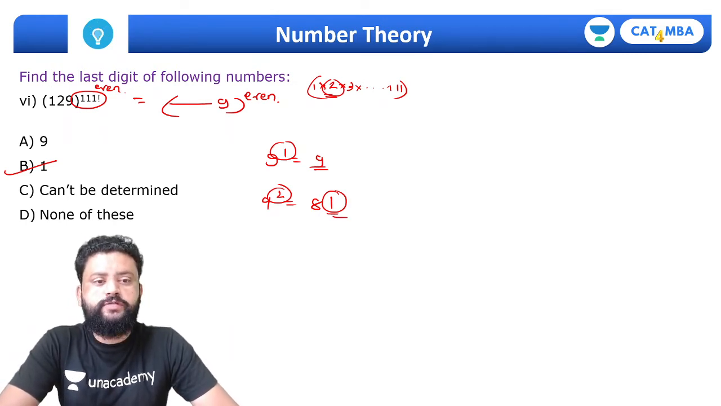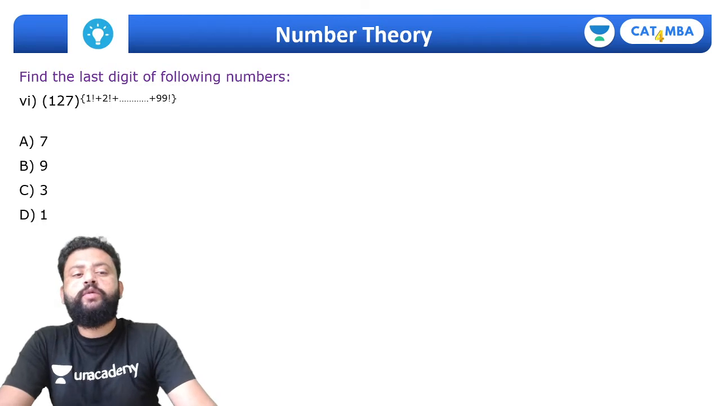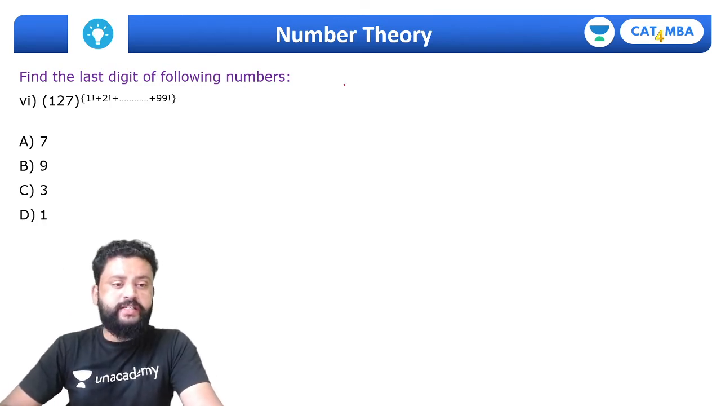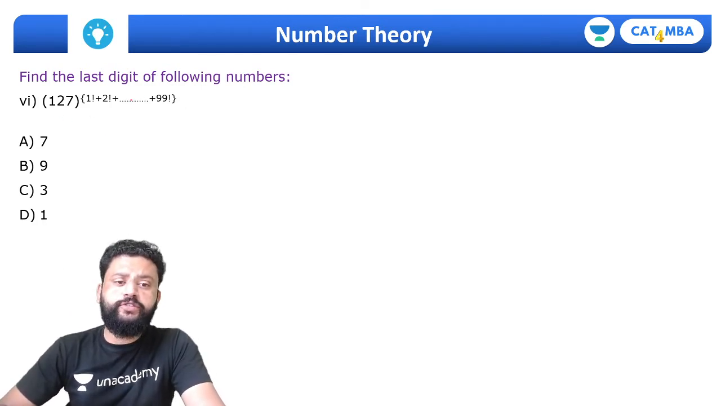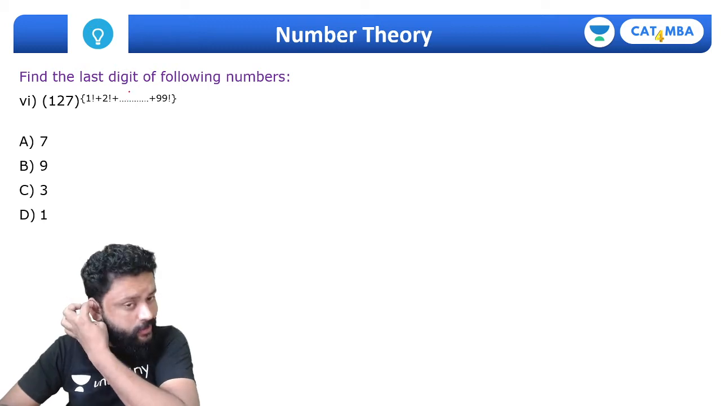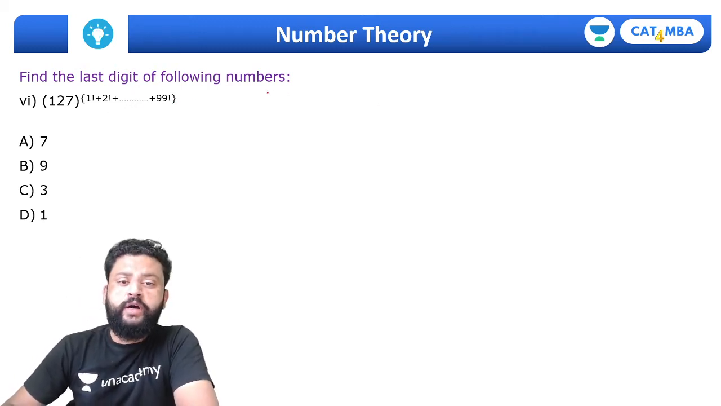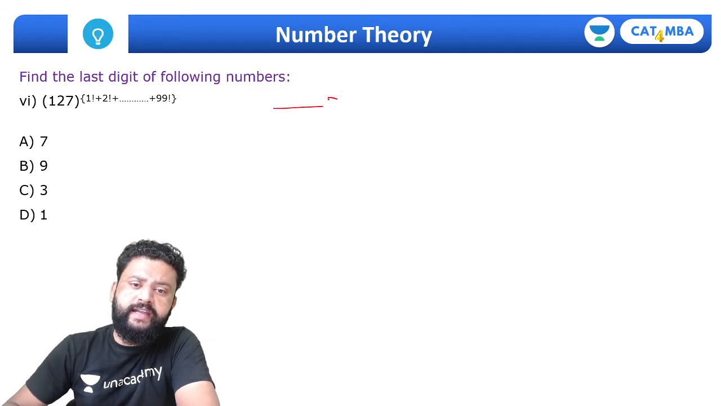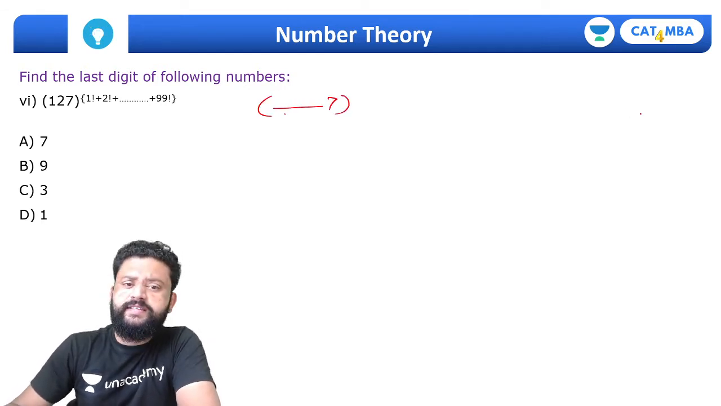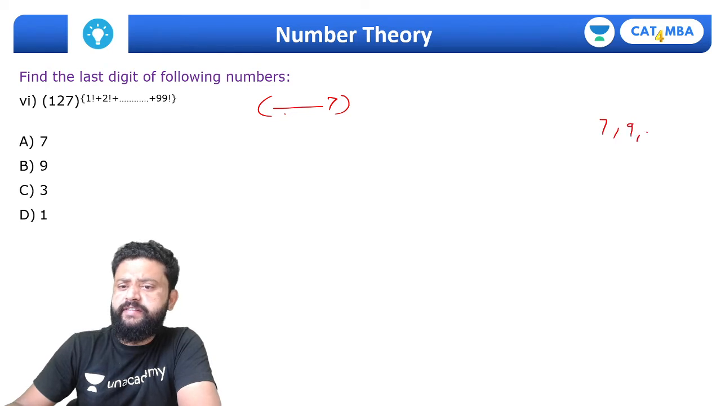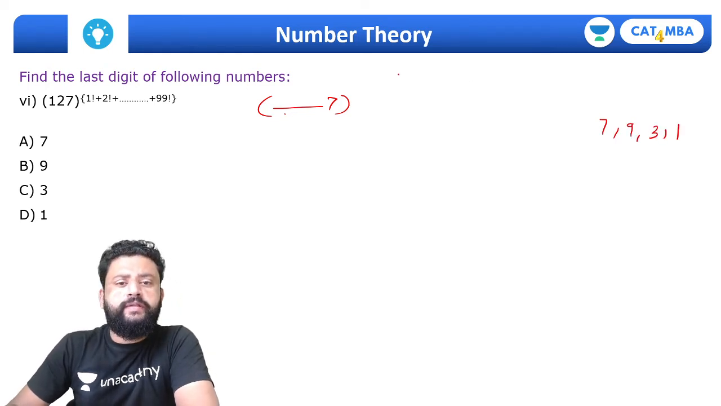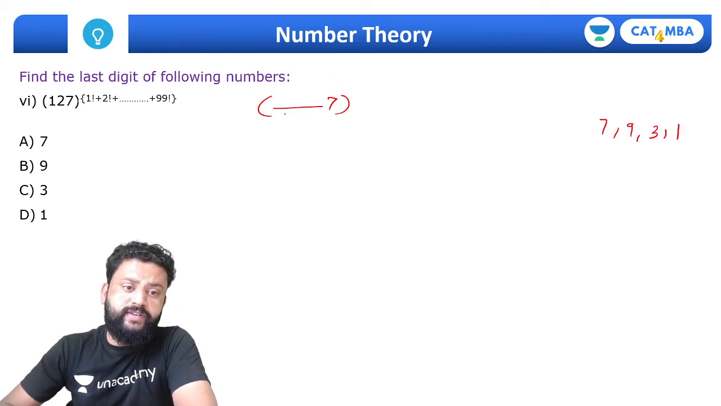Right, so let's move to the next thing. One more tricky question on units place digit. 127 to the power 1 factorial plus 2 factorial plus 99 plus and so on till 99 factorial. How to solve this question? Number is ending with 7, so surely the cyclicity for 7 is 7931. Then we are supposed to get if it is multiple of 4.